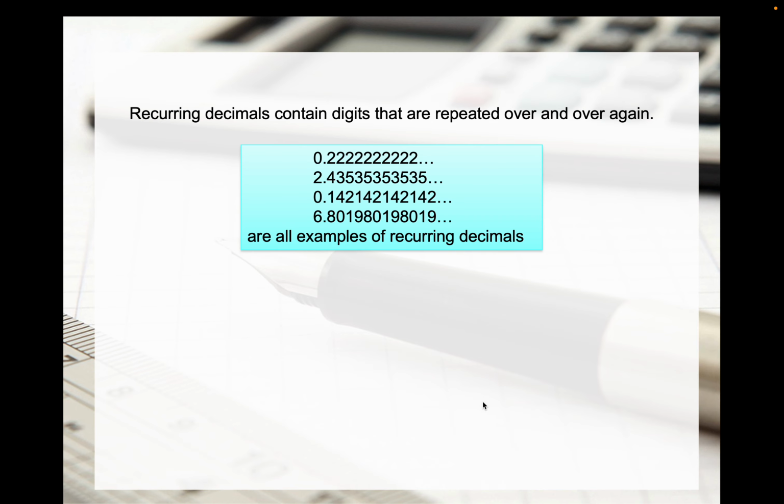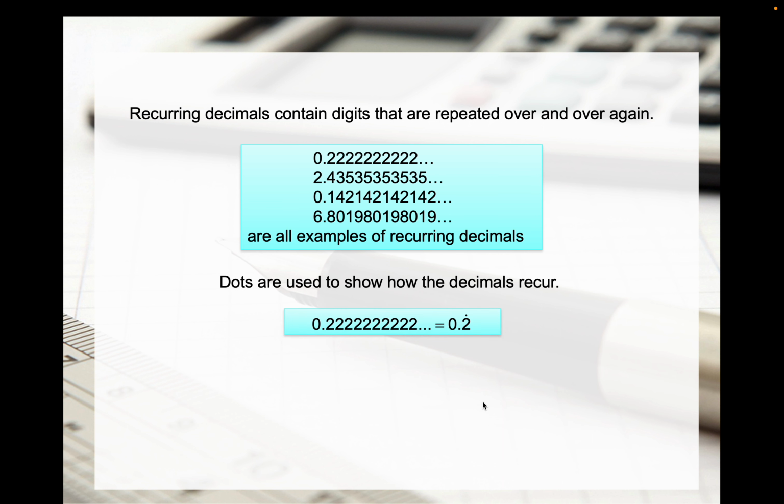For example, 0.222..., 2.4353535..., and 0.142142142, and so on. So those are all examples of recurring decimals. Dots, we basically use the dots to show how the decimals recur.